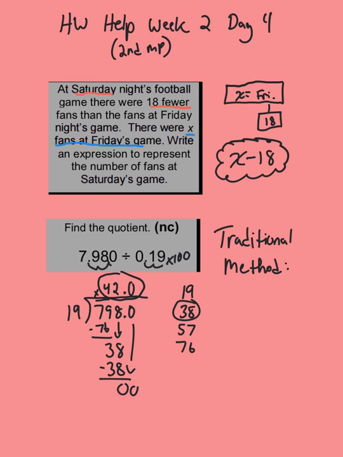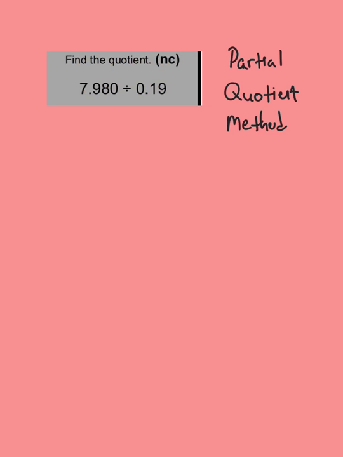Now, if you're a partial person, this is what you should be watching. First off, we don't want to deal with any decimals. So we're going to move that 3 times, which is the same as multiplying it by 1,000. So make that 7,980. And we're going to move this 3 times to make it 190.